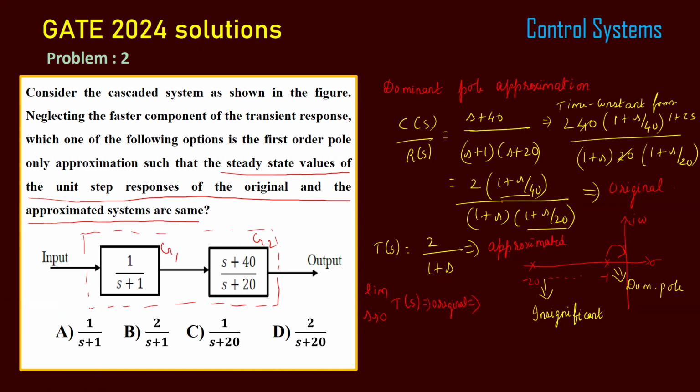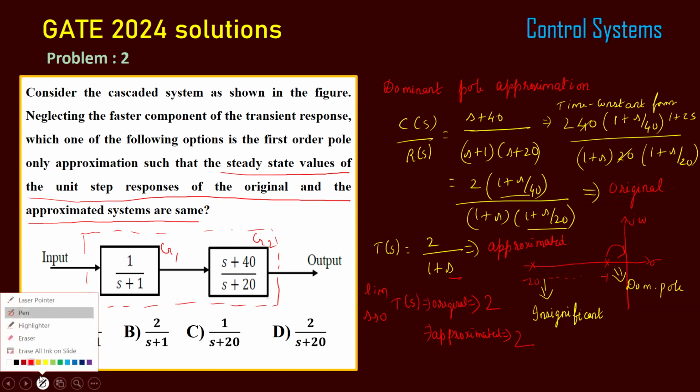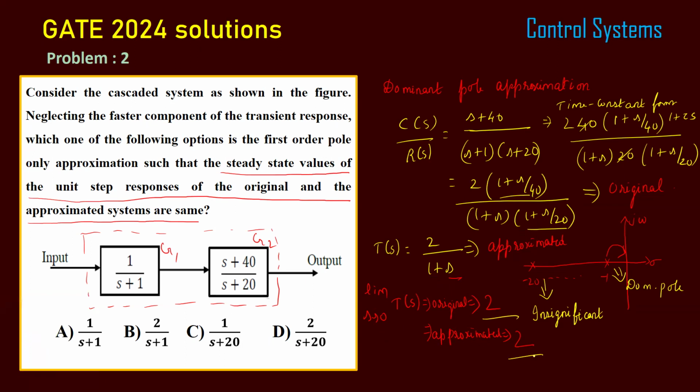When substituting 0, this will be eliminated, and this will be eliminated, and this will be eliminated. So 2. The DC gain is 2. Step response is 2. And what about the approximated transfer function? When s tends to 0, this will be eliminated. So 2 by 1, here also 2. So we got the same answer for both DC gains. So here also 2, here also 2.